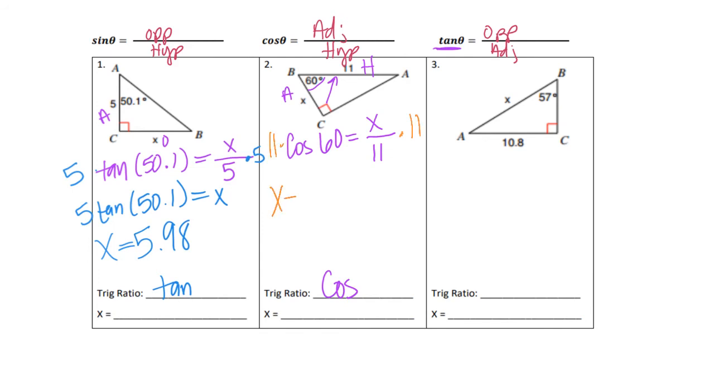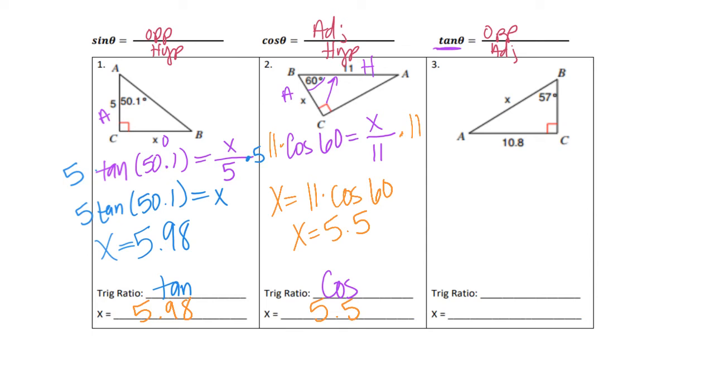So then x equals 11 times the cosine of 60. And so I'll type that in my calculator, 11 cosine of 60, and I get x equals 5.5. And I guess I should write it down here.